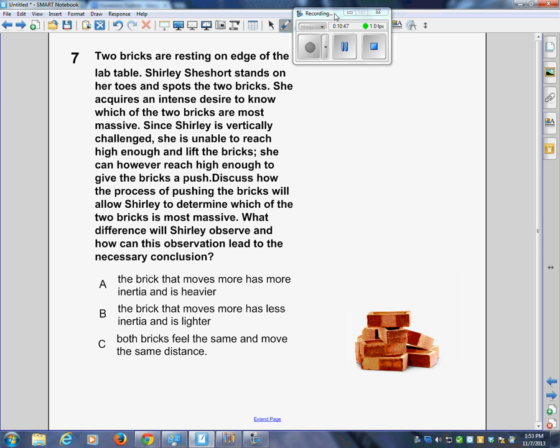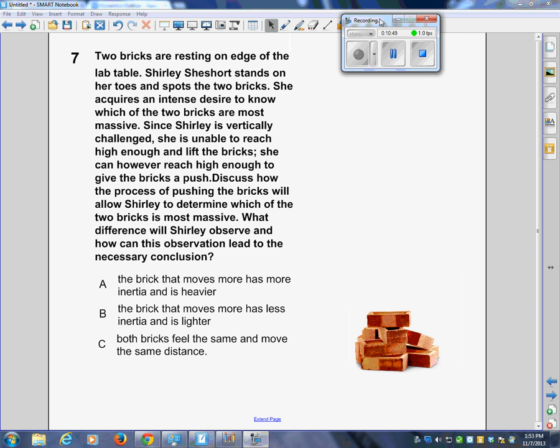Two bricks are resting on the edge of a lab table. Surely she's short. Shirley stands on her toes and spots the two bricks. She acquires an intense desire to know which of the two bricks is most massive.